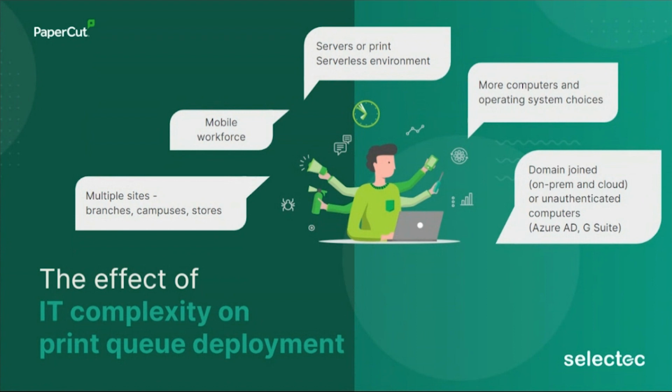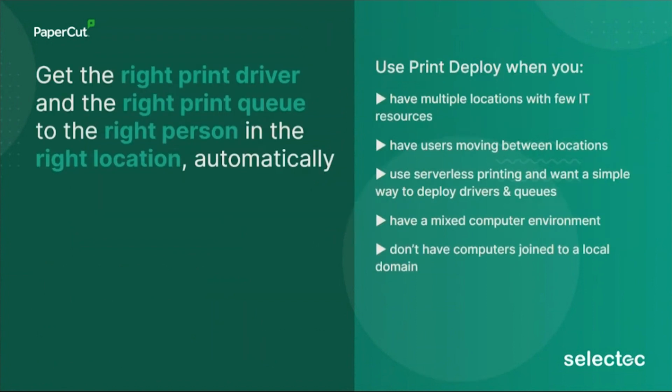So what is PaperCut's solution? It's Print Deploy. Print Deploy takes the complexity out of print queue deployment by getting the right driver and the right print queue to the right person in the right location automatically. Use Print Deploy when you have multiple locations, for example, branch offices, retail sites, and campuses, which have few IT resources available on site. Or when you have users moving between locations, needing access to printers on demand.